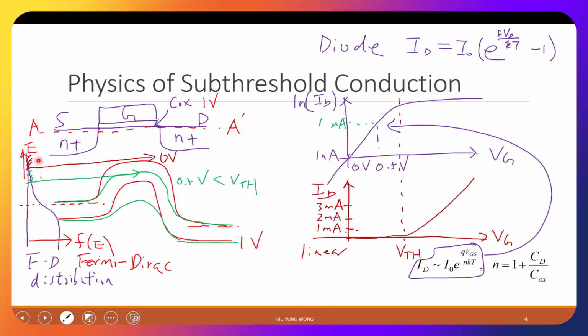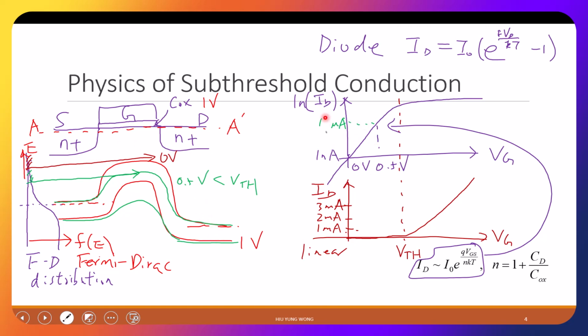So in principle, I still have some electrons. It's not that all electrons are sitting here, due to the Fermi-Dirac distribution and the finite temperature. So some electrons have pretty high energy. Of course, they can transport through this barrier and go to the drain. As a result, you have a current, right?